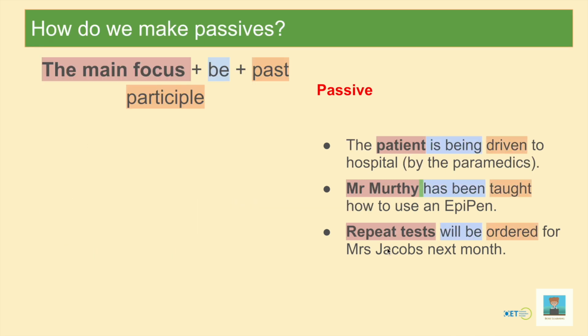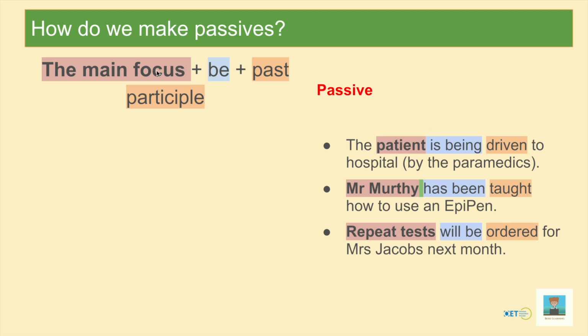How do we make the passives then? The grammatical construction is always the same. We have whatever we want to focus on, the object, in our active sentence. Then we need the verb to be, and if we're talking in the past, we have to use the past version of to be. If we're talking in the present, then we need the present version, and if we're talking in the future, then we need the future version of to be. And we use the past participle. That's verb number 3 in your verb tables.